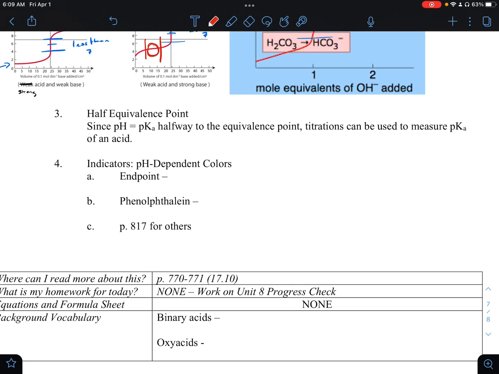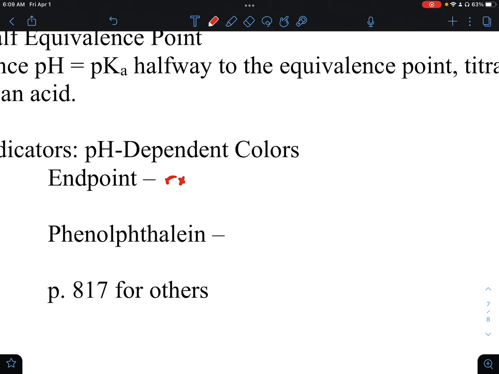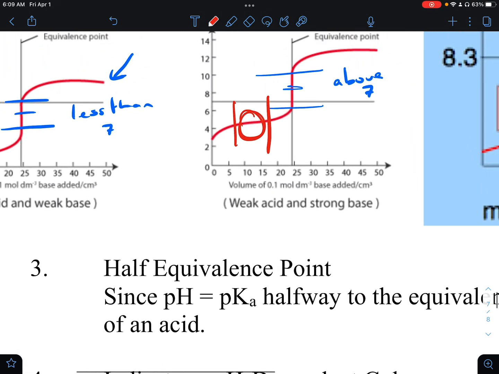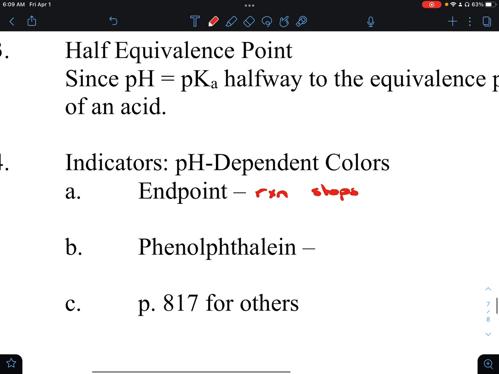Then let's go to endpoint. This is where the reaction stops. And this can be used for a couple of different things. You could say that's our equivalence point, so that's where we stop, depending on whether you're using phenolphthalein or another indicator or not. So endpoint has a couple of different meanings. Most of the time we're looking for it with an indicator. So when phenolphthalein turns that light pink, that's our endpoint, so we stop. But there are other times where we keep going and we use the graph.